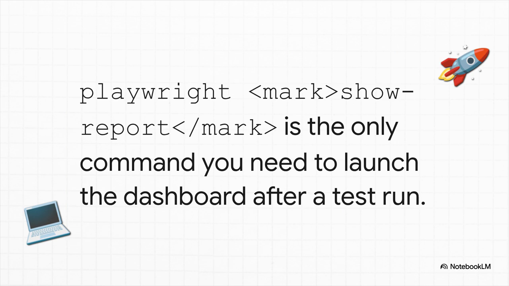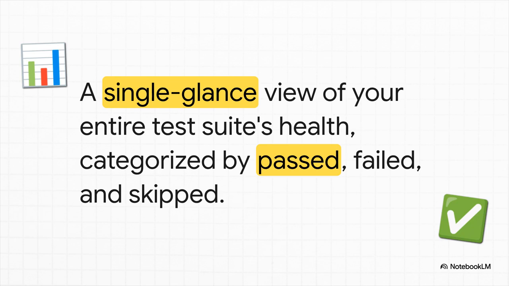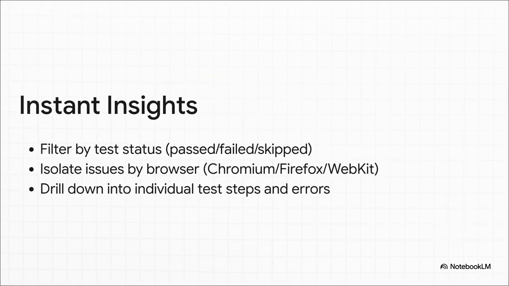And getting to this amazing dashboard, it couldn't be easier. After your tests are done, you just pop open your terminal and type one simple command, playwright show-report. That's literally it. No complex configs, just instant access to your results. And boom, once you run that, the report opens up and gives you this single-glance view of your entire test suite's health. It automatically sorts every single test by its status, passed, failed, or skipped, so you know exactly where to focus your energy.